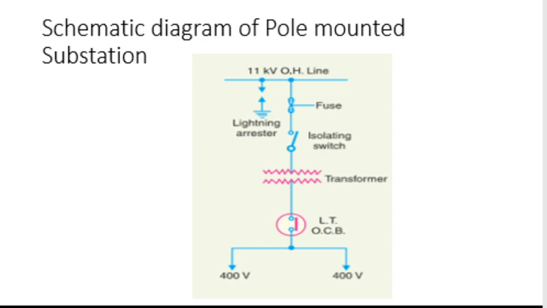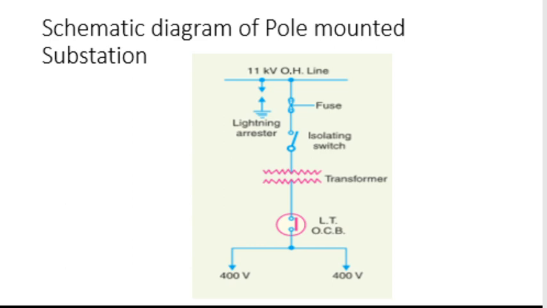As you already know, power is constant, that is V into I is constant. So let's suppose, as on the input side you can see, it is connected to the 11 kV overhead line. So power is high, voltage is high. As voltage is high, current will be low. If current is low, it can be protected through a fuse.